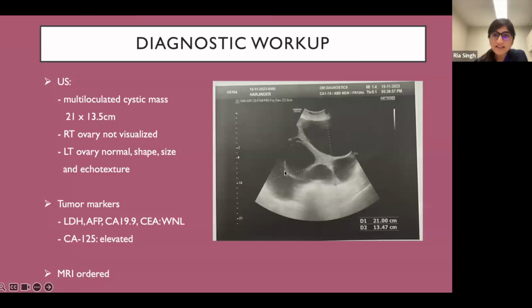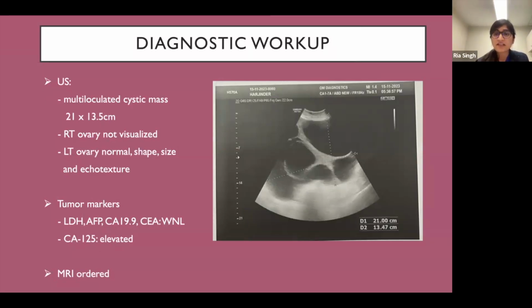So as you can see, there is this one big mass measuring about 21 by 13.5 centimeters, and within this very mass there are multiple cystic lesions that can be observed, and each of them tends to be separated by a septa. Again, the left ovary was visualized. It was found to be normal in shape and size. However, the right ovary could not be visualized, something to keep in mind.